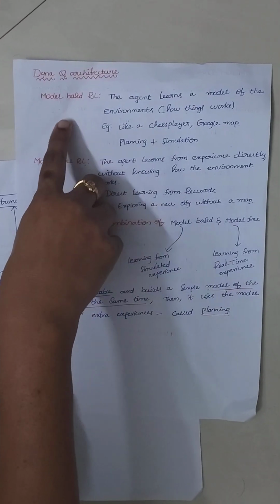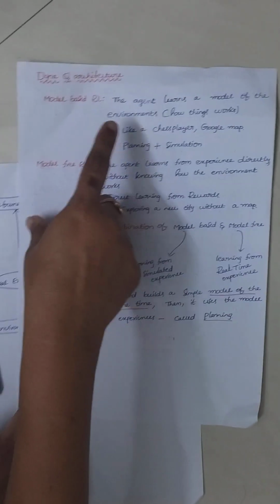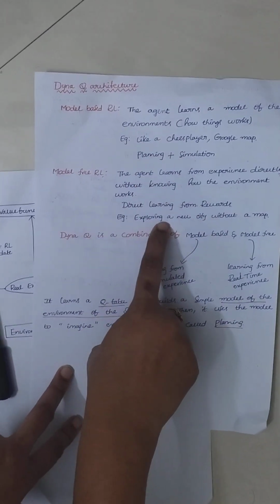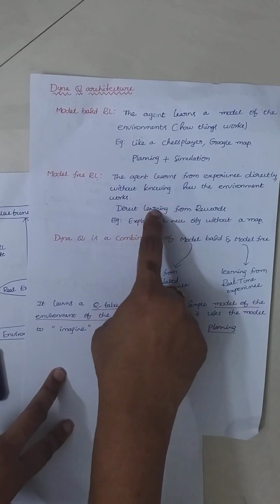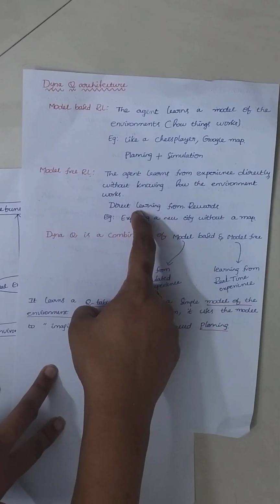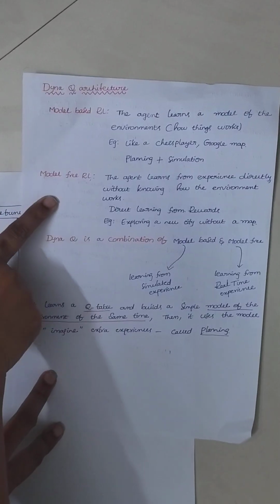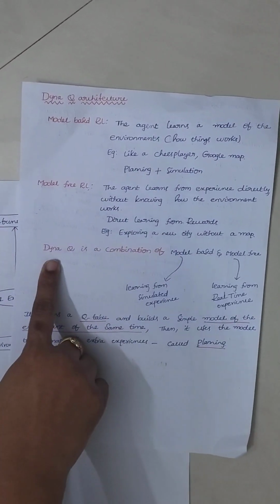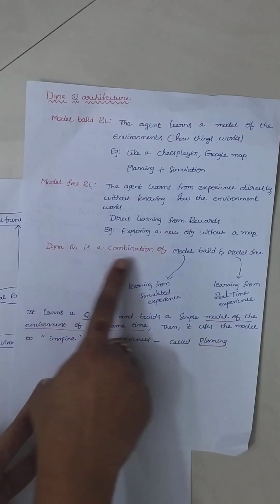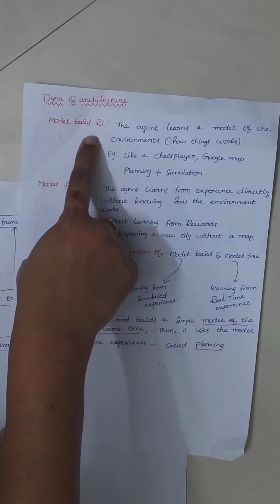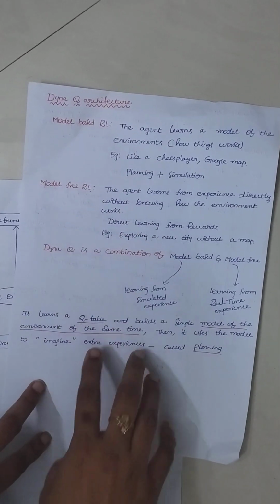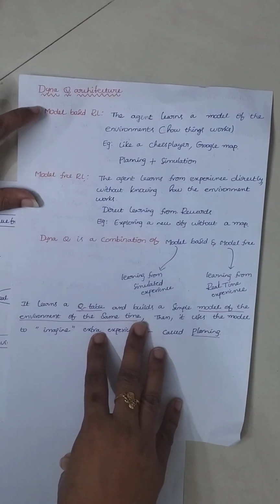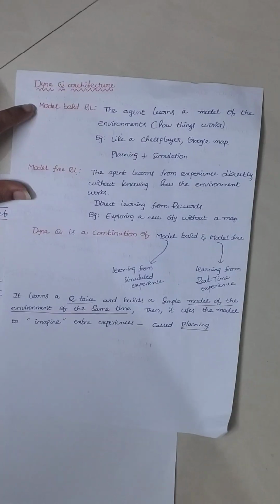But in model based, all the rules are predefined and fixed, so learning for the agent is very easy. But in model free, no rules, nothing, no plan, so the agent takes more time to understand. So both model based and model free have their own advantages and disadvantages. Dyna Q is a combination of both model based RL and model free RL. Here we are taking both approaches and combining them.